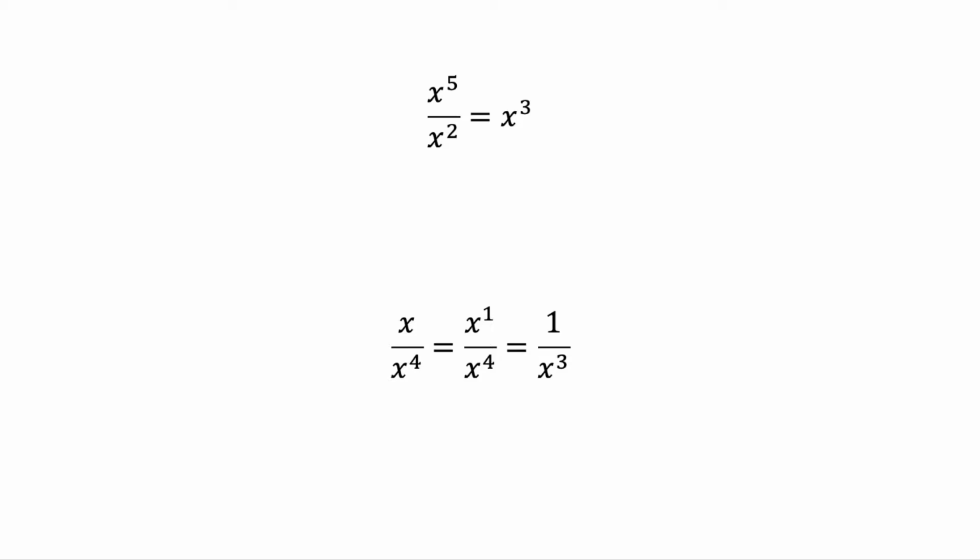Now, if the larger exponent is in the denominator, so for example, if you had, say, x over x to the fourth, so technically that's x to the first over x to the fourth. Since the larger exponent is in the denominator, you would subtract 4 minus 1, which would give you 3, but that would stay in the denominator. So your answer would be 1 over x cubed. I just wanted to refresh your memory on that because you are going to need that for today's lesson.